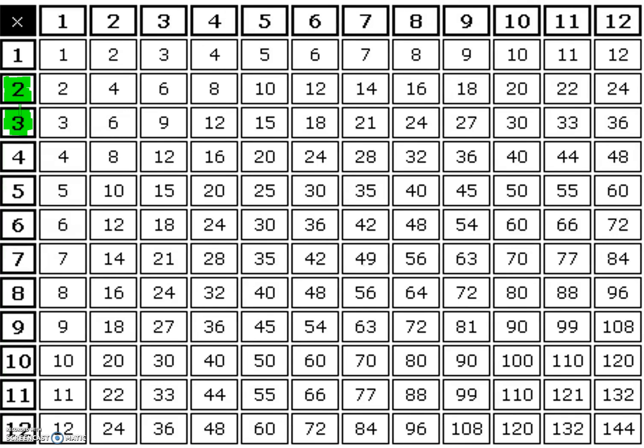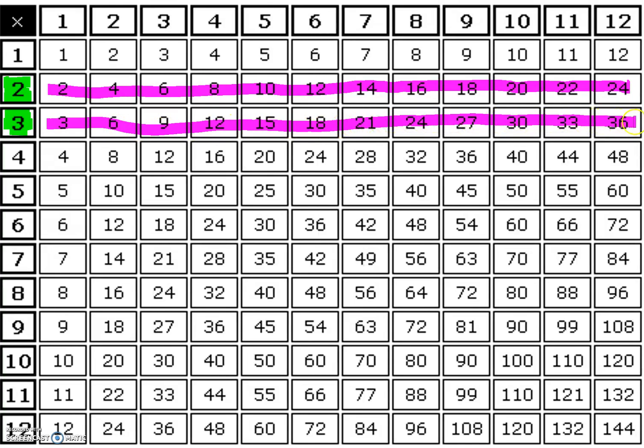I can look at all of the equivalent fractions up to a multiplier of 12 by saying, okay, all the way across, those would be my numerators, and along the bottom, those would be my denominators. So I've got 2/3, the fraction I started with, 4/6, 6/9, 8/12, 10/15, and so on.